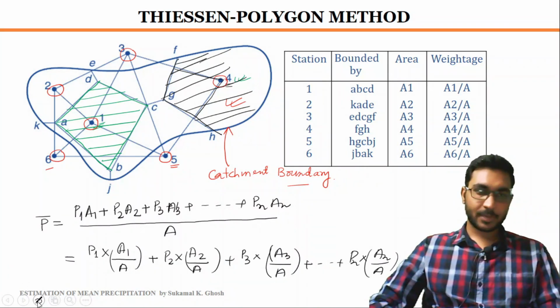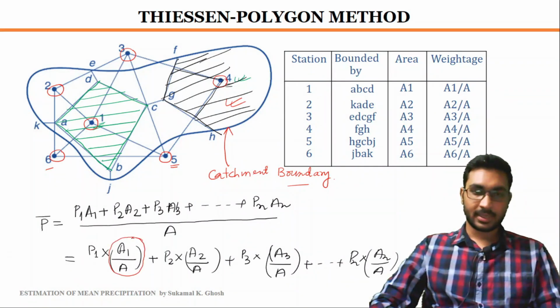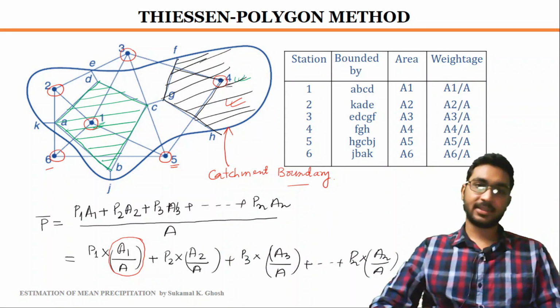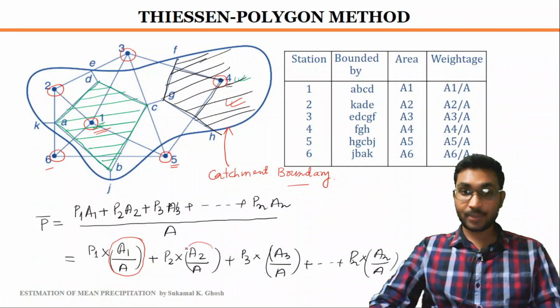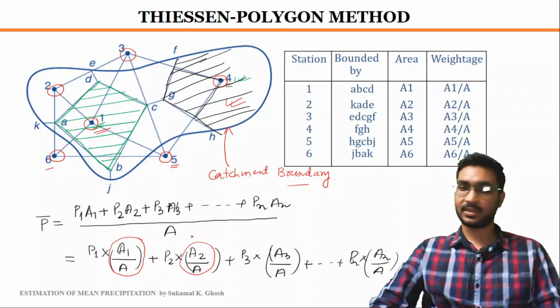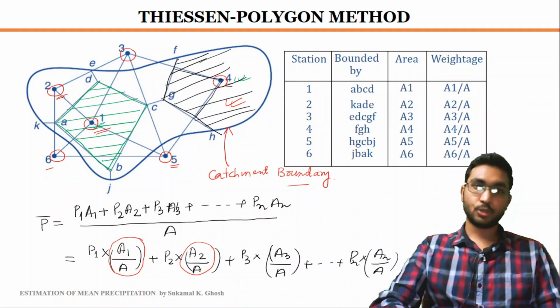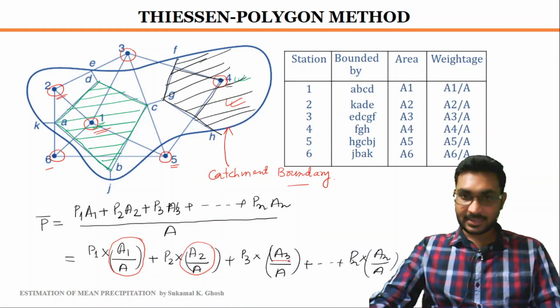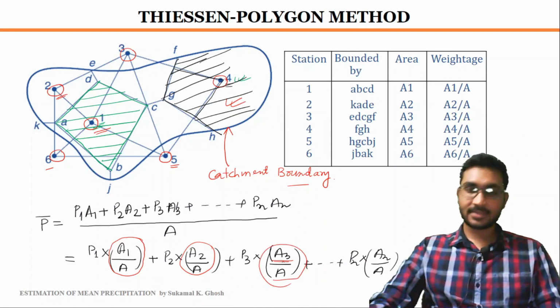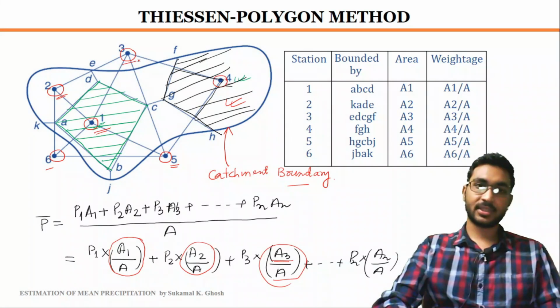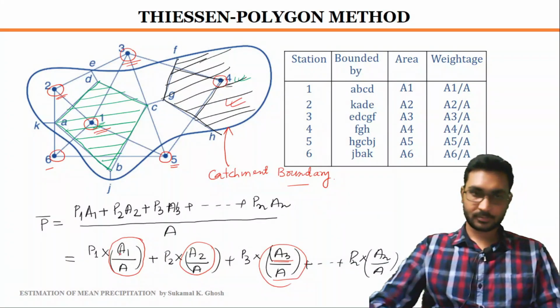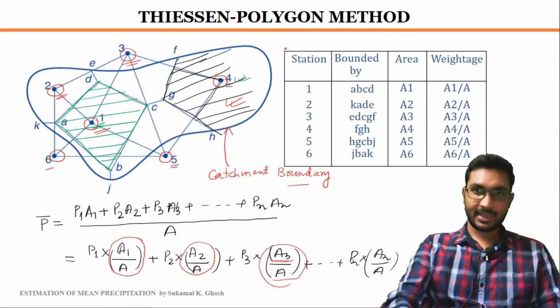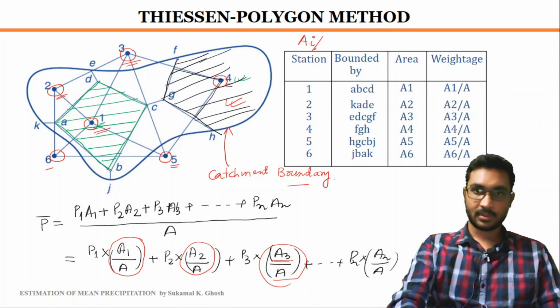Now this expression, that is A1 by A, is called the weightage factor of the rain gauge station 1. In the same way, this A2 by A is called the weightage factor of the rain gauge station 2, and this A3 by A is the weightage factor of rain gauge station 3. In this way, this Ai by A is called weightage factor, okay.